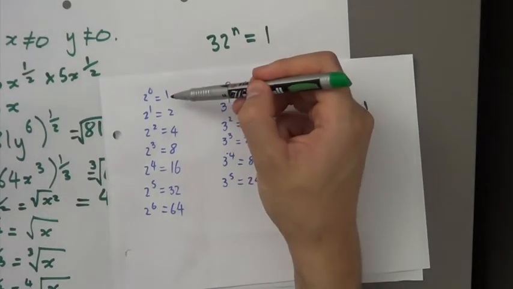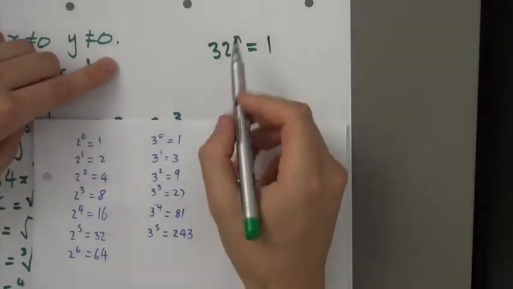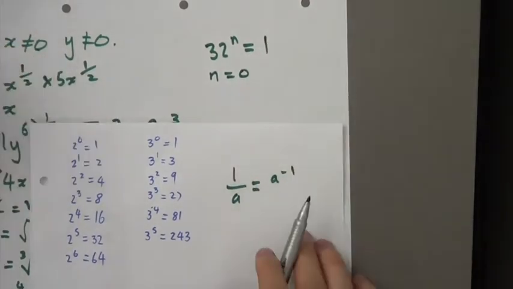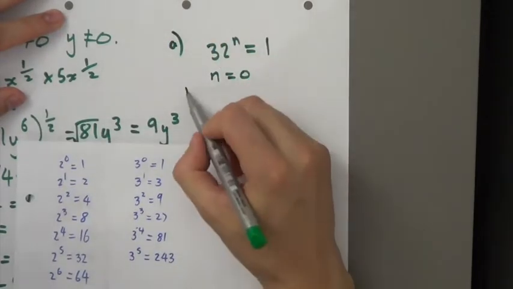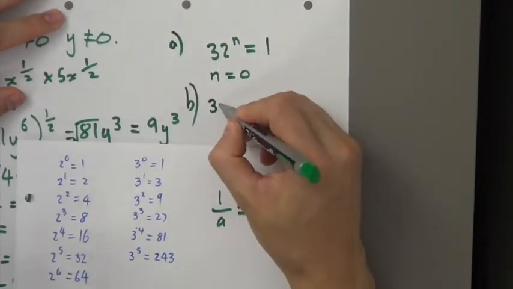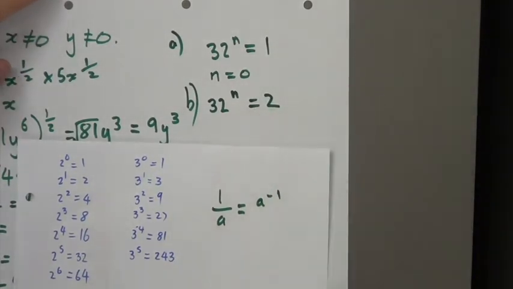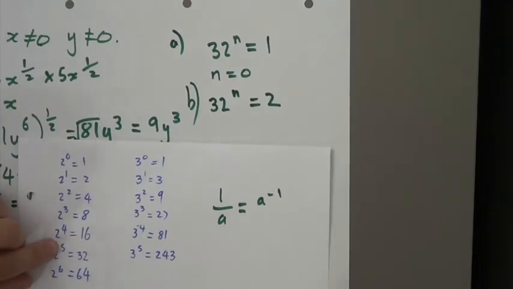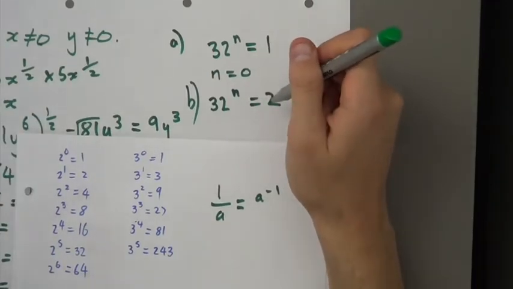But what did I say? Anything to the power of 0 is 1. So in this case, n is equal to 0, because 32 to the power of 0 is 1. Okay. So that's part A. Part B, what about when it's 2? Okay, right. 2 to the power of 5 is 32, but we've got 32 to the power of n equals 2.